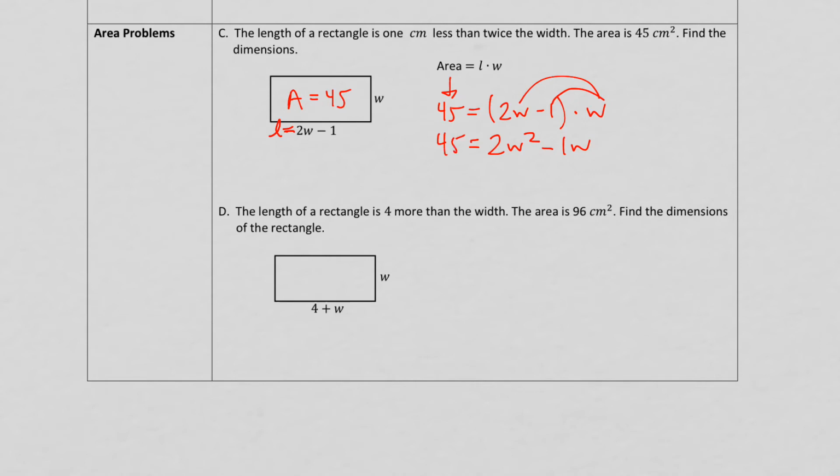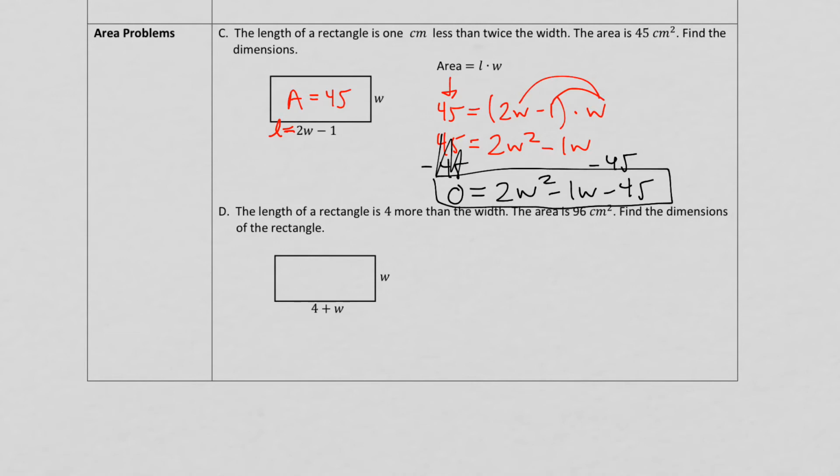At this point, this is a quadratic equation, but notice how it's not in standard form because it's not solved for 0. So I can take this 45 and move it to the other side to make this equal to 0. To do that, I can undo a 45 with a minus 45. I'll do it to both sides. And this cancels. So what I'm left with is 0 equals 2W squared minus 1W minus 45. Now this is my quadratic equation in standard form. Notice how my A value is 2, my B value is negative 1, and my C value is negative 45.